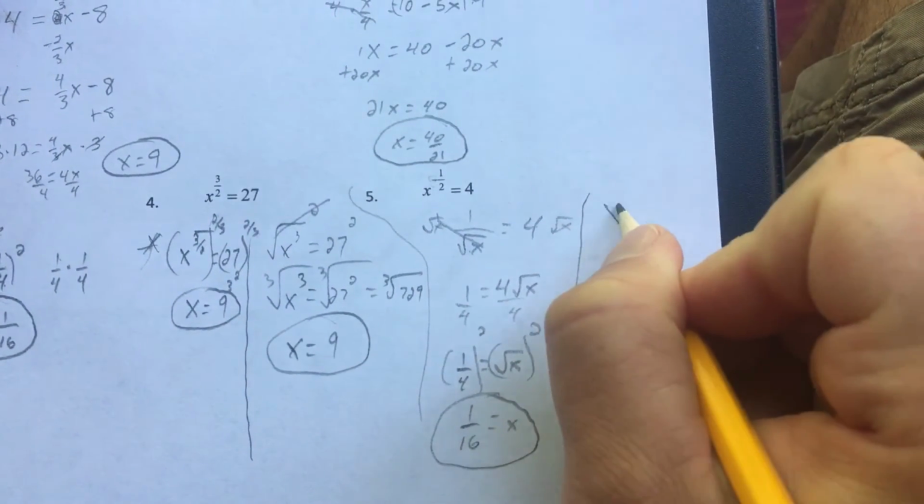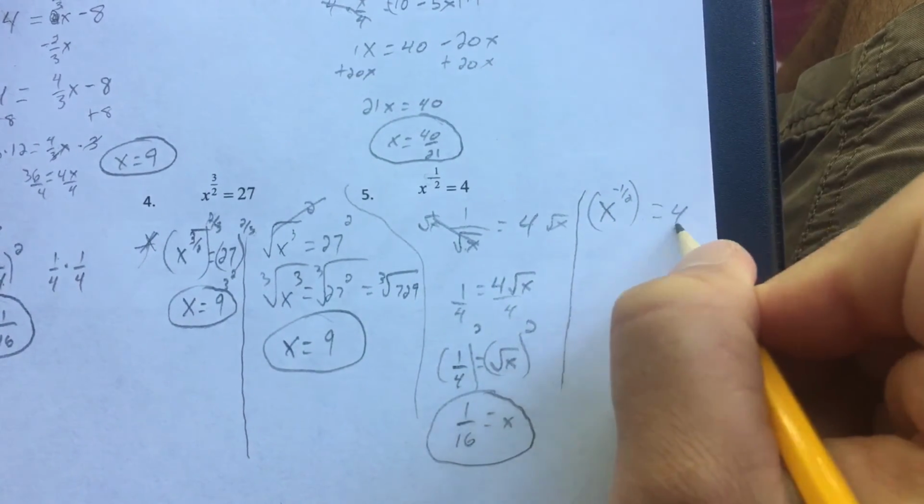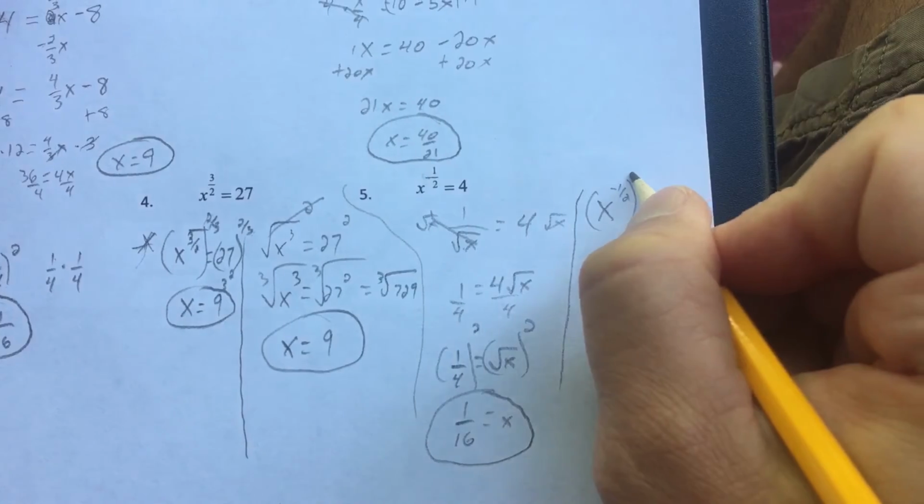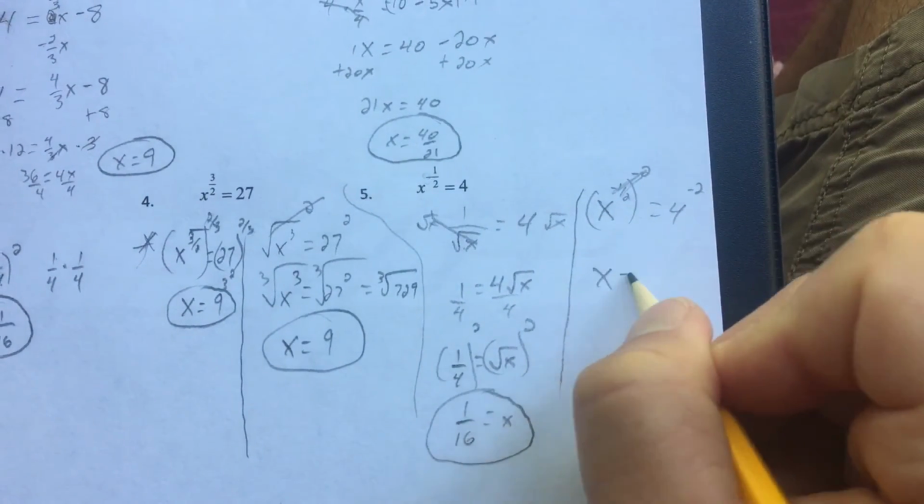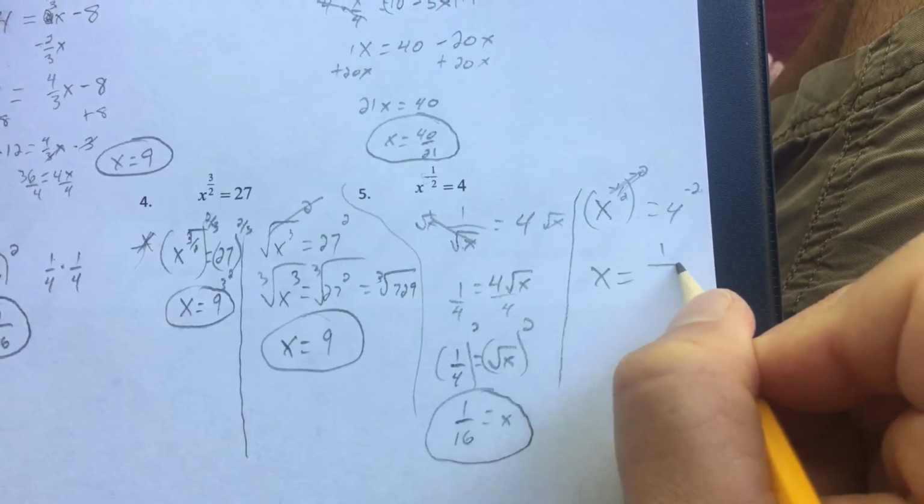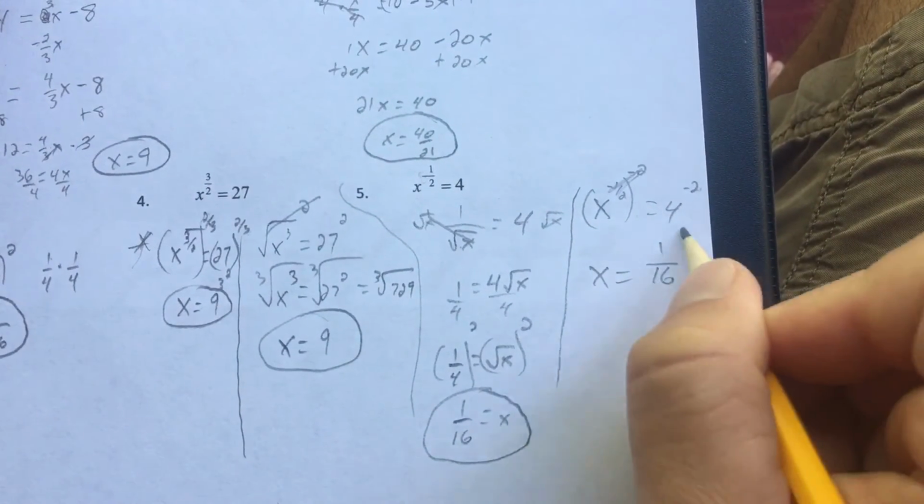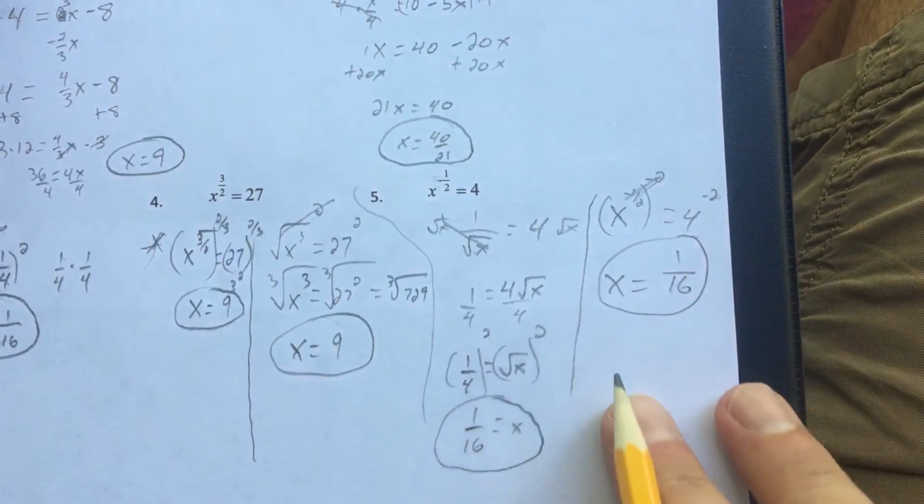So if we got x to the negative 1/2, what I can do is the reciprocal of that. The reciprocal of that's -2. And that's going to cancel there, and now I've got x equal 4 to the negative 2. The negative means 1 over, and 4 squared is 16. So again, that's probably the quickest way to go, but both ways gets it done.